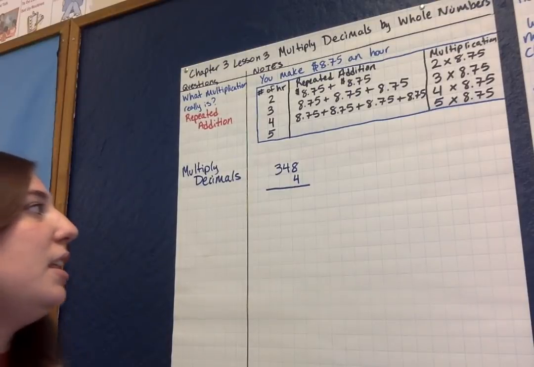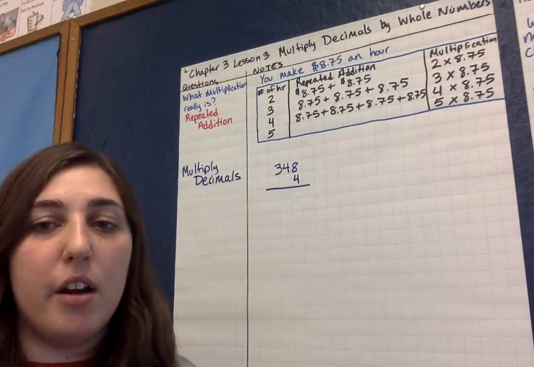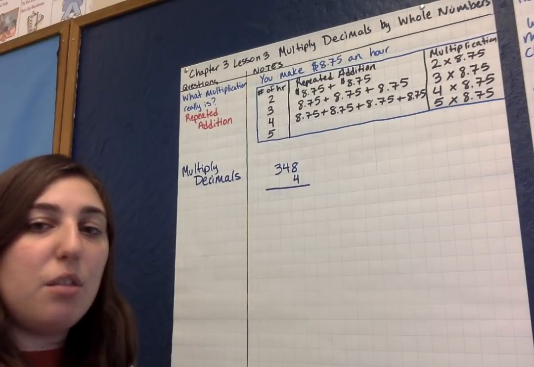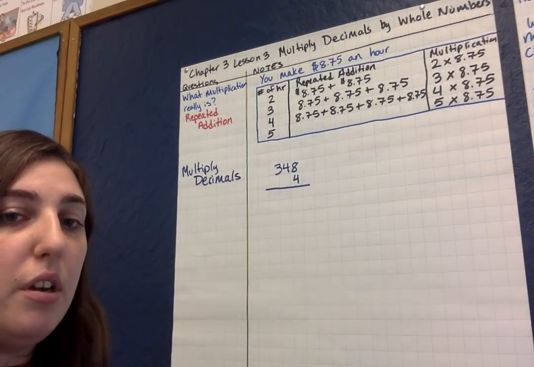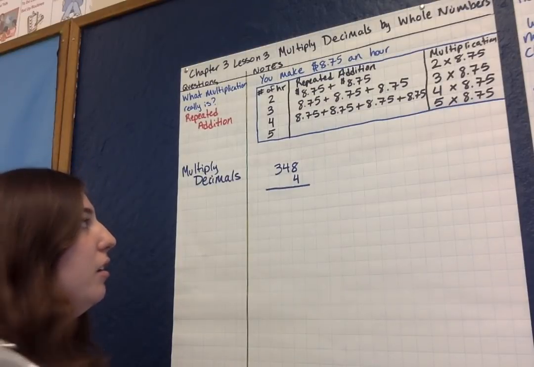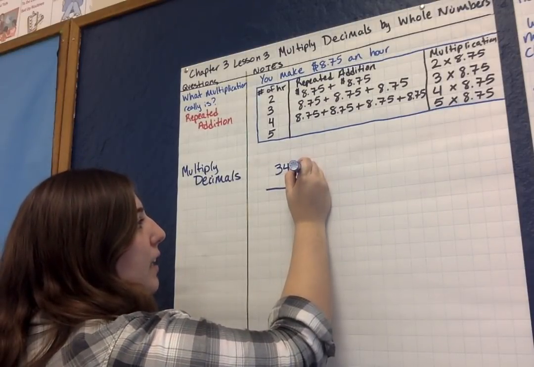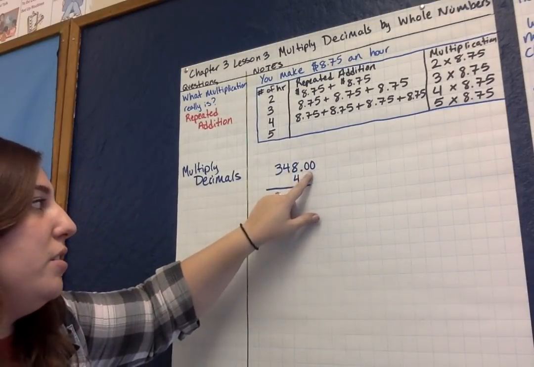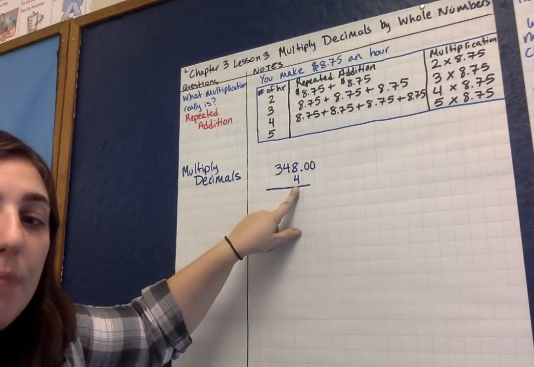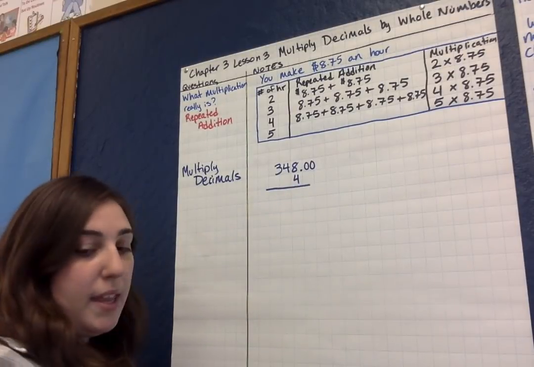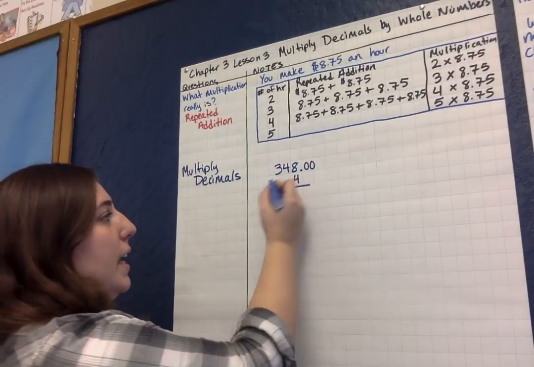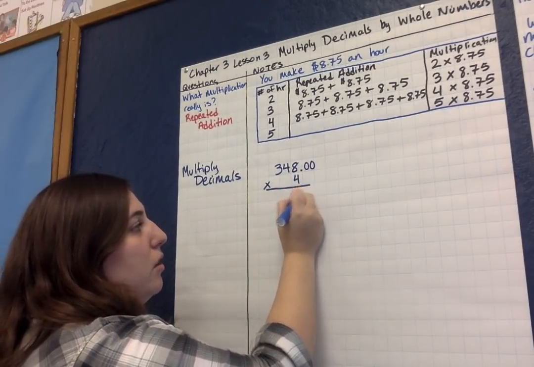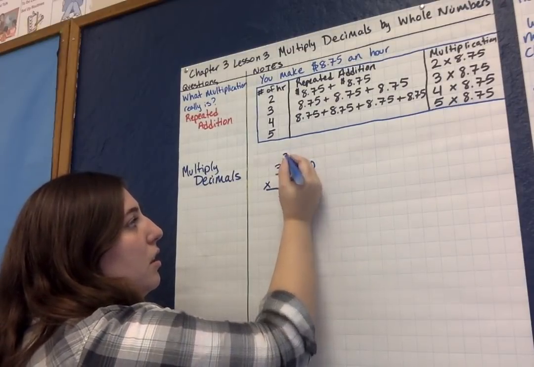Some of you may be thinking, well, there's no decimal there, but 348 is the same as 348.00. Okay, so there is a decimal there, and I can put that decimal. So I'm multiplying by a whole number. So I'm going to multiply that quickly. So 4 times 8, this is just regular multiplication now. So 4 times 8 is 32. Put the 2 here, the 3 up there.